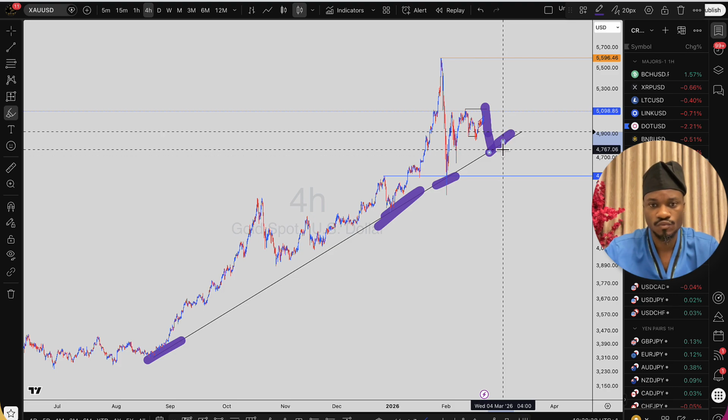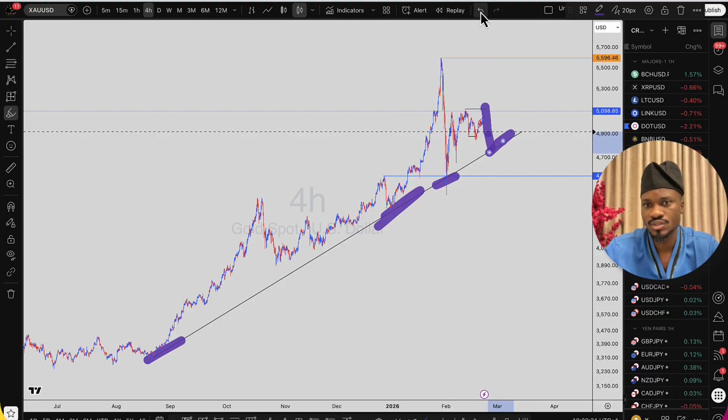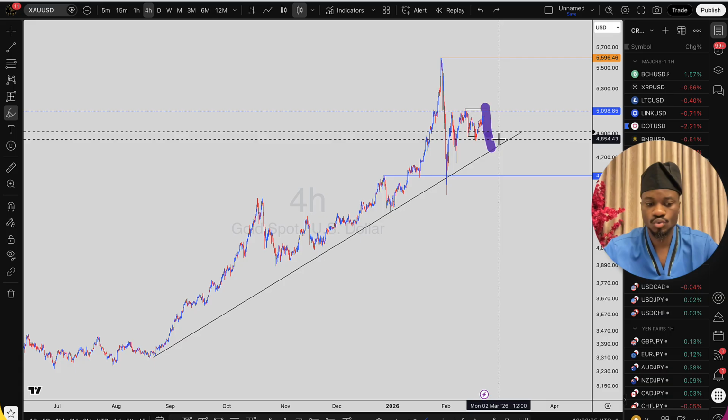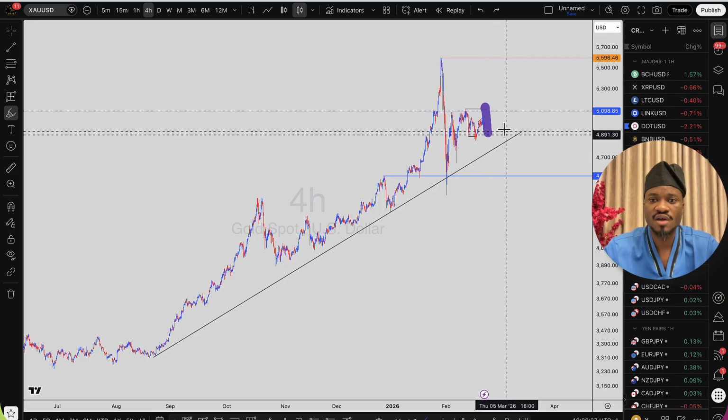That is if the price of gold should depreciate, or if we see an unexpected high volatility in the gold market. So this is what I have for you guys.